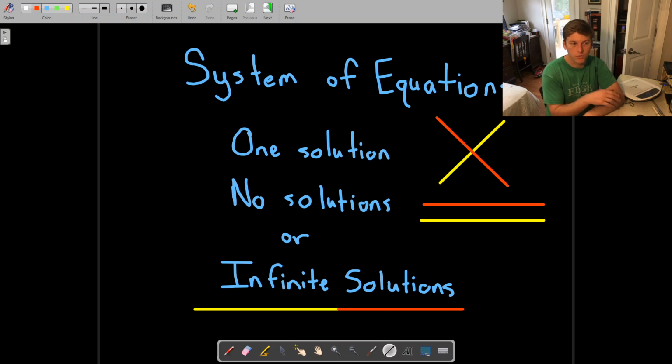So first thing you see here is we have system of equations. Really, you're looking at equations of linear lines right now, and if we're talking about a linear line, right? Straight line, right?